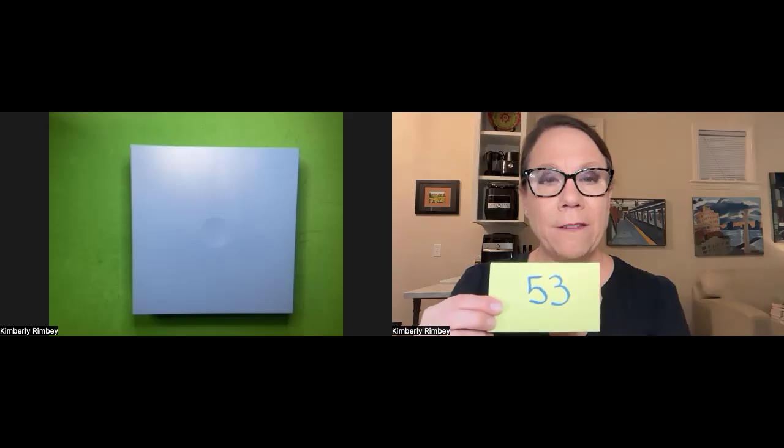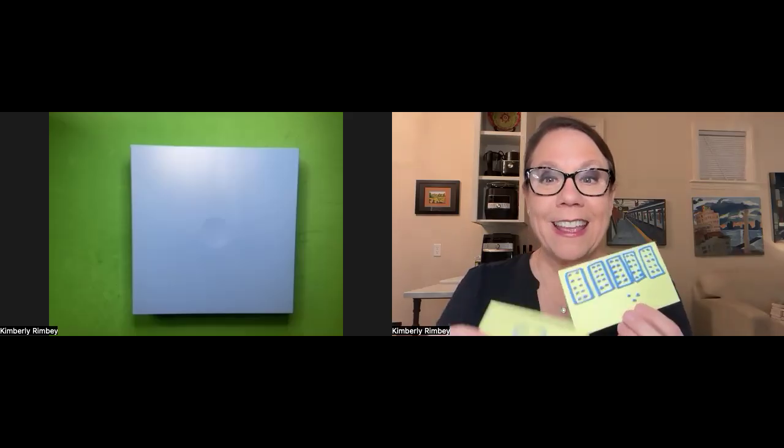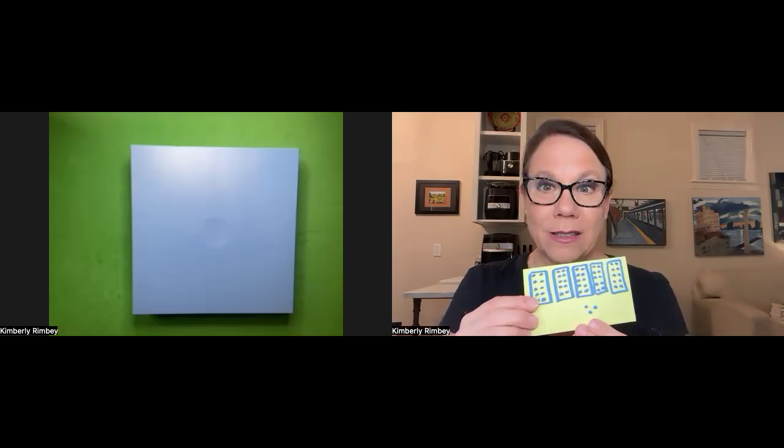So again, when we give children a number like 53, we don't want them to be seeing 53 individual things. We want them to see that this number has a structure. It's five groups of 10 and three extra ones. Right? Here we have 53: 5 groups of 10 and 3 extra ones.